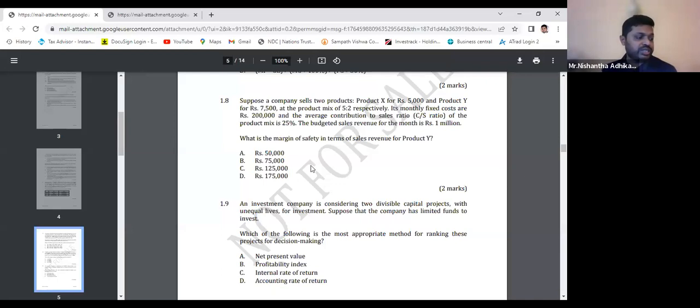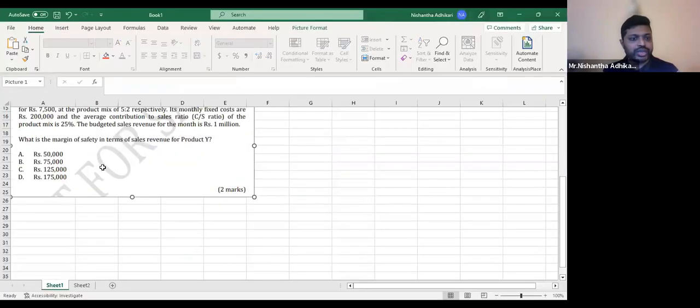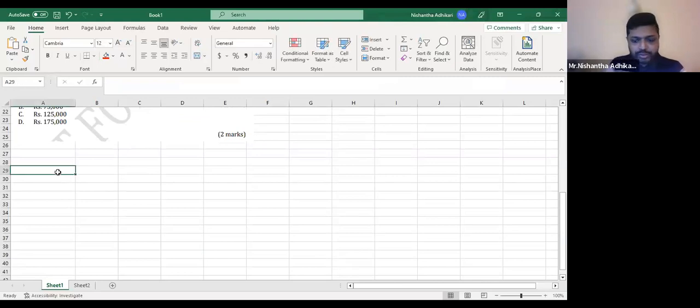What do you have to do first? First, you have to find out the break-even sales quantity. You can easily find out the break-even sales quantity, and you have to find out the sales mix ratio. I will take this information as it is and we will work it out. This is the information I think you can see. Now we will prepare the product table.